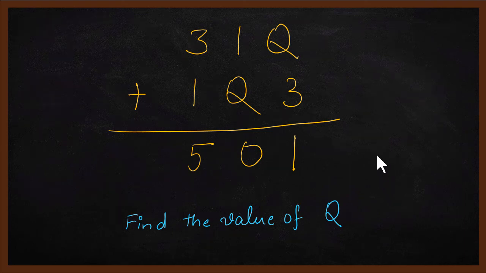Welcome to this video. In this video, we will solve an interesting problem where we have to find the value of Q. The question says there is a number called 31Q and there's another number called 1Q3. If you add those two, you get 501. We are supposed to find the value of Q. That's the question.